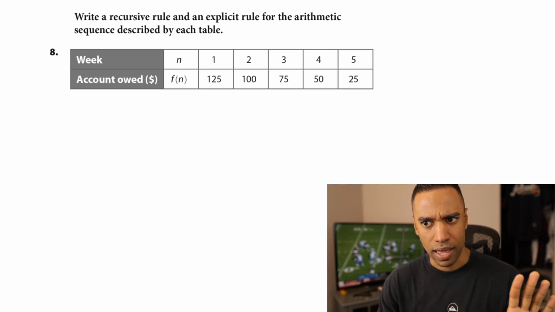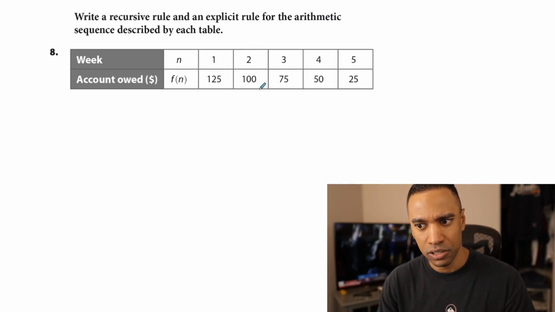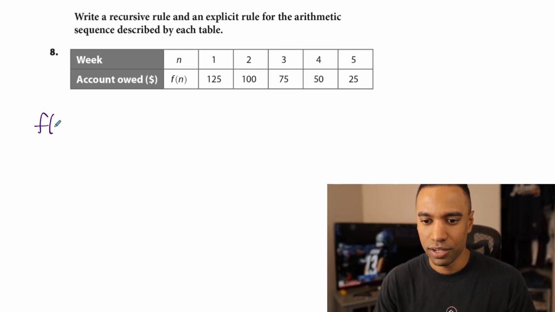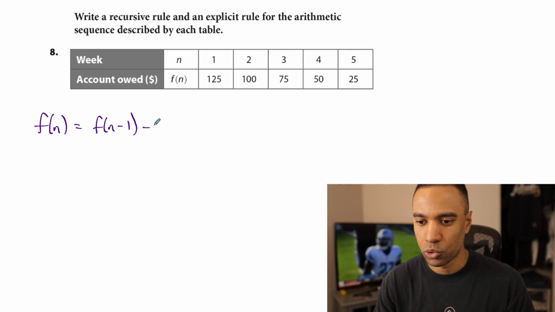Let's see if we can just do things without having to show any other stuff. Clearly, can we see this is arithmetic? They tell us it is. Looks like it's minus 25, right? So here comes recursive: f of n equals f of n minus 1 minus 25.